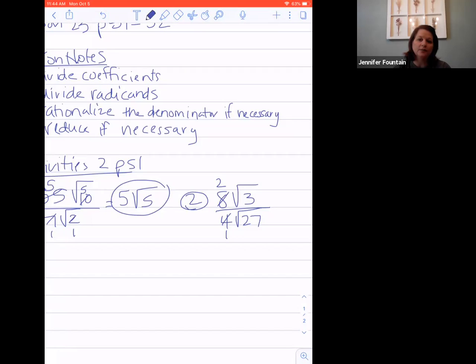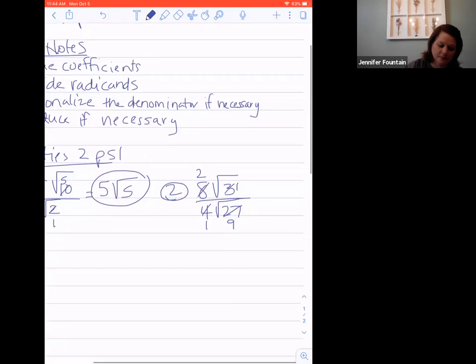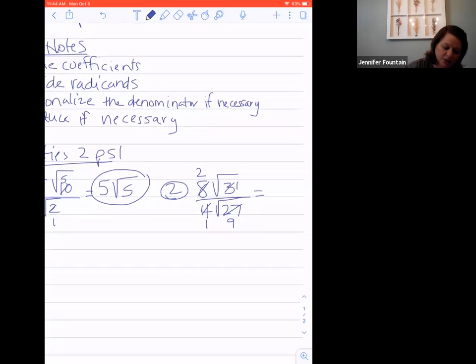What are 3 and 27 both divisible by? 3. 3 divided by 3 is 1. 27 divided by 3 is 9. So now I've got 2 over the square root of 9. Hopefully you know that the square root of 9 is a perfect square, and so that equals 3. So there's your final answer.